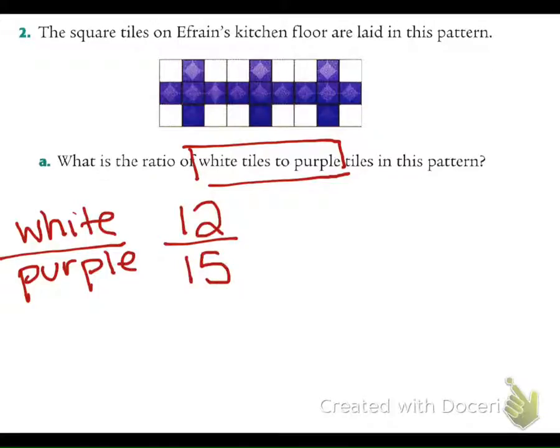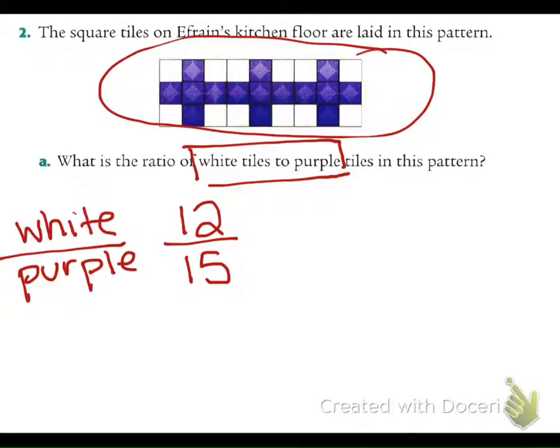So if our ratio of white tiles to purple tiles is 12 to 15, I'm thinking, can I find an equivalent ratio? Can I find a way to simplify this ratio? So I've started by looking at this entire image, and that's how I found my ratio of white to purple. But now I'm going to show you how if I just look at part of the image, I'm actually coming up with an equivalent ratio because this image is repeating.